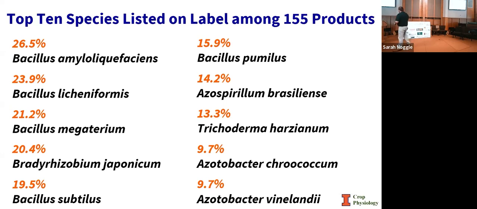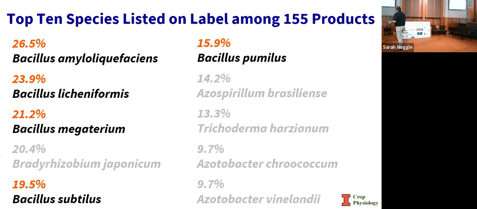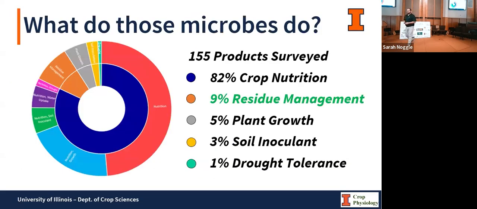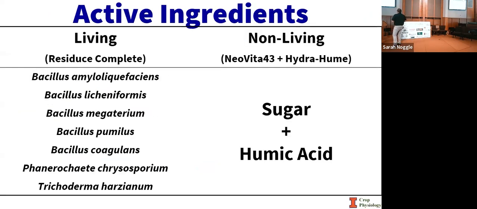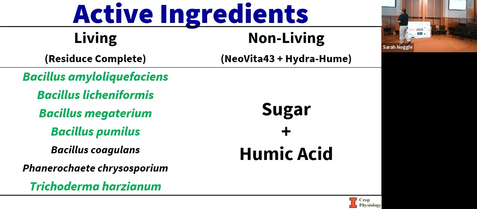And then the bacillus seem to be more common. And I want to focus on those because the bacillus are what I see in the residue management space. Now we've gone full circle on that little tangent into the biological review to why I ended up with a living blend or a carbon blend in my studies here. We did want to pick a product that was representative of the market. And so on the left is the living, and you can see 5 of these were in my top 10 list. So we just picked a product that represented the broader market.